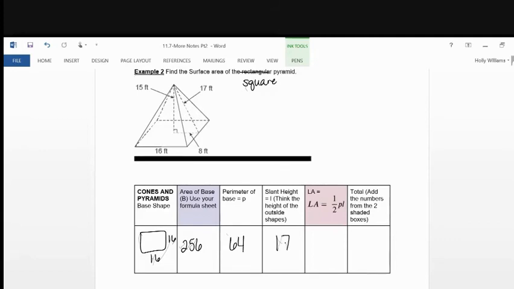Yep, good. And then put it all together, 1/2, 64, 17. 544. Okay. Yep. Add those together. You're rocking it. 256. 800. Cool. So then it's still going to be feet squared and you're good to go. Perfect. So pretty easy, actually. You're doing great. Okay, let's do the last one.